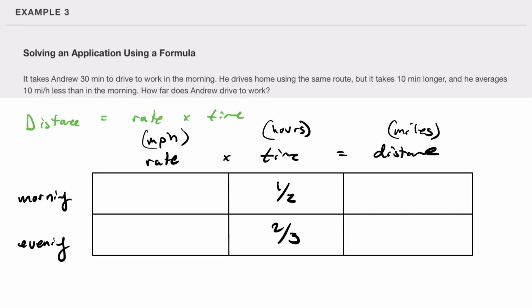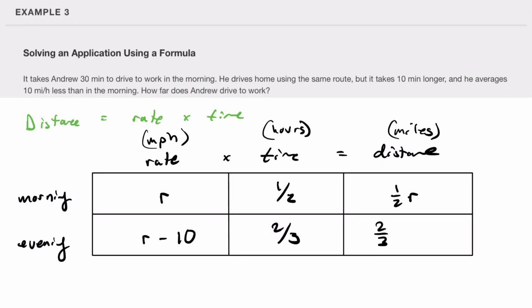He goes 10 miles per hour less than in the morning. So we don't know his rate for the morning, but we do know that his rate in the evening is slower by 10 miles an hour. So it's going to be his morning rate minus 10. Okay. Miles per hour times hours gives us miles, right? So with this information, his distance in the morning is going to be half of R. And then his distance in the evening is going to be 2/3 of R minus 10.